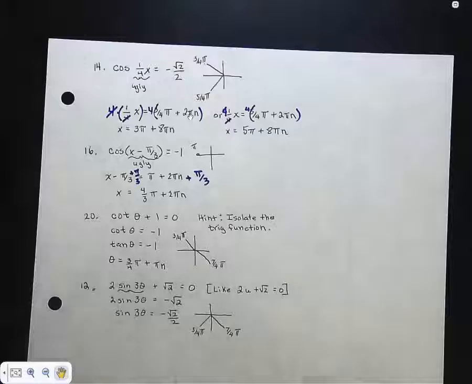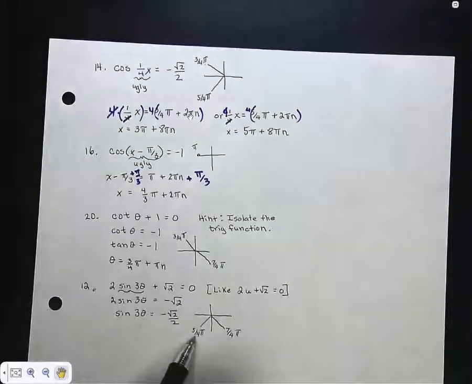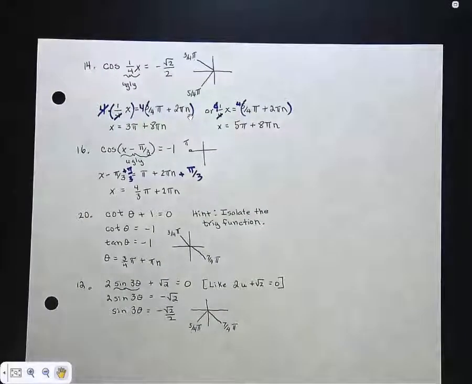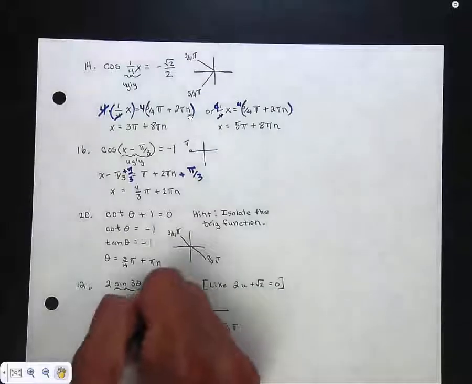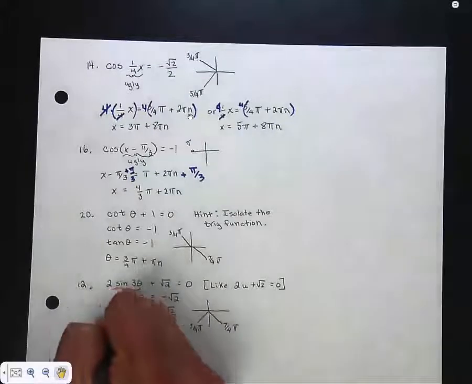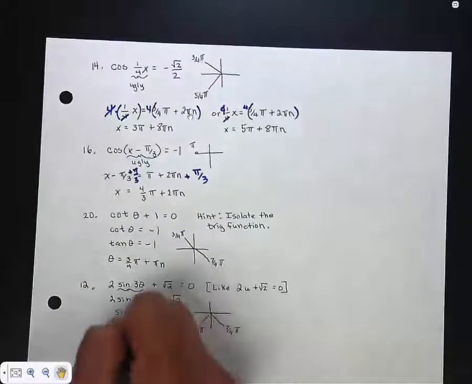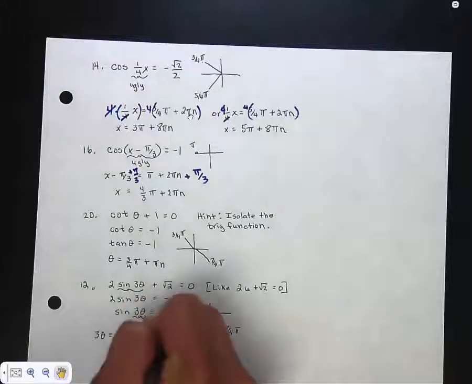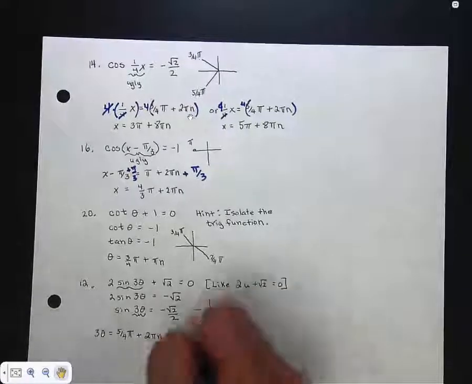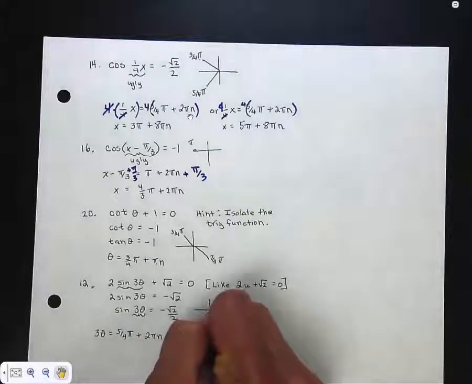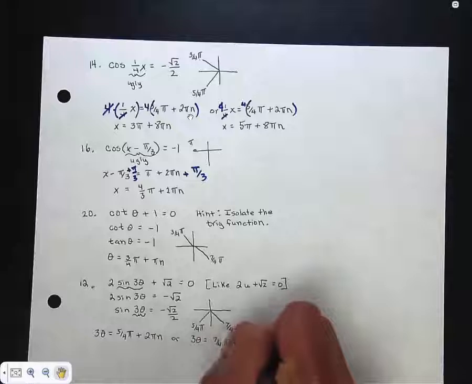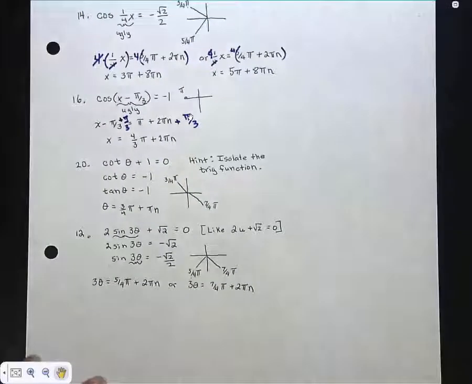Remember, I'm going to have to write these solutions separately. I'm going to have to say 5/4 pi and all of its coterminal angles, and 7/4 pi and all of its coterminal angles. That's not what theta is, that's what 3 theta is. 3 theta is 5/4 pi plus all of its coterminal angles, or 3 theta is 7/4 pi and all of its coterminal angles.